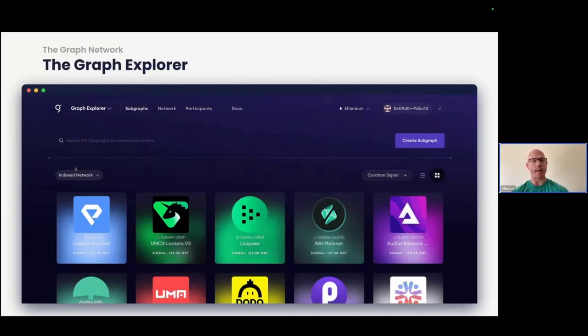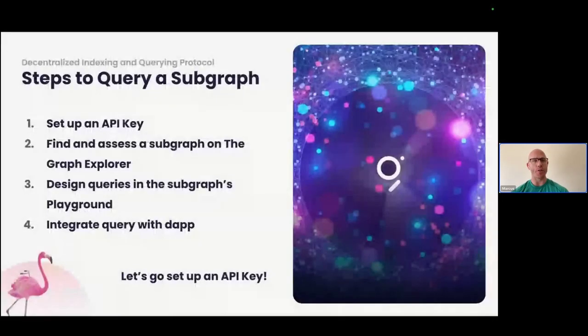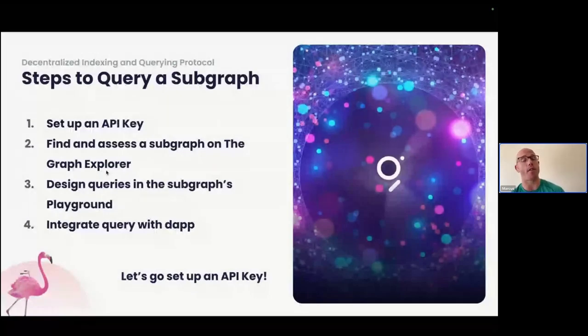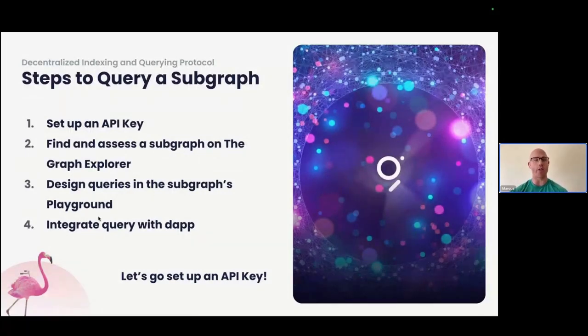So let's go ahead and start playing around a little bit. What I want to do is we're going to have a few steps to go into querying a subgraph that's live on the Graph network. It's already decentralized. We're going to go through these 4 steps. We're going to set up an API key. We're going to go assess a subgraph on the Graph Explorer. We're going to see, is this data valuable? Are people using it? Are they not? That's good to know. And then we'll design a few queries using the Subgraphs playground, the query playground.